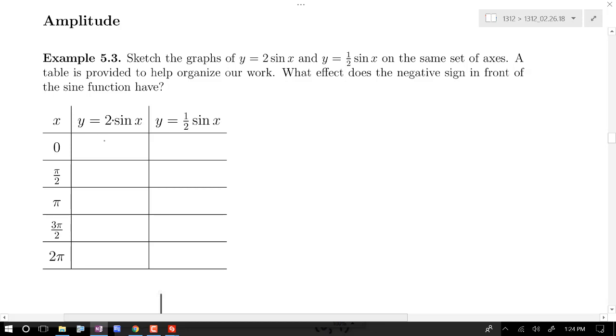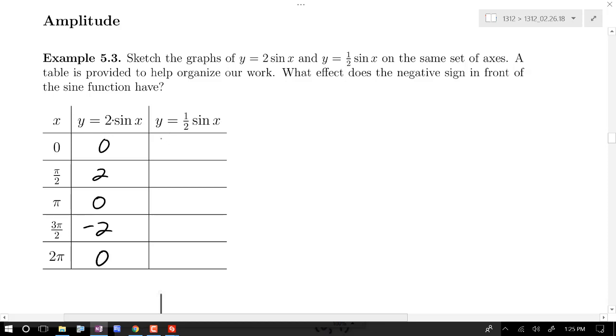At 0, 2 times 0 is 0. At pi over 2, that's the top of the circle, so sine is equal to 1, and double that, we get 2. At pi, the y coordinate is 0 again, so double that, and we get 0. At 3 pi over 2, we're at negative 1, so double that, we get negative 2. And at 2 pi, that's back at 0 again, we double that, we get 0.